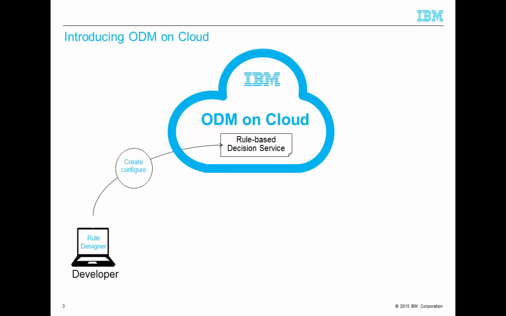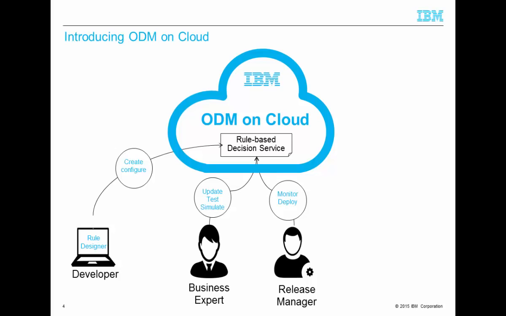The concept of operation of ODM on cloud is very simple. Everything starts from the rule designer, that is the Eclipse environment for developers, that have the responsibility of designing the decision service, configuring the decision service, defining all the models, the vocabulary that business users will use, and the various deployment configuration. And then the service is pushed to the cloud. Then everything will happen from the cloud.